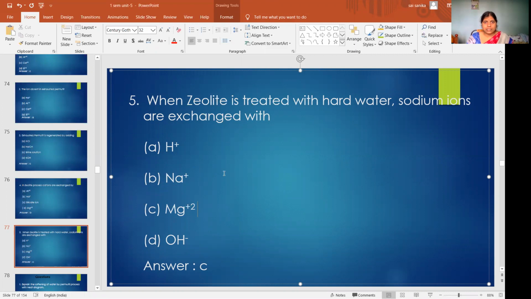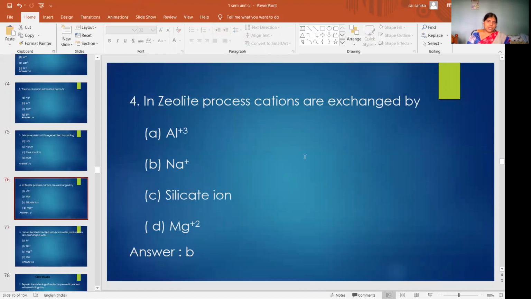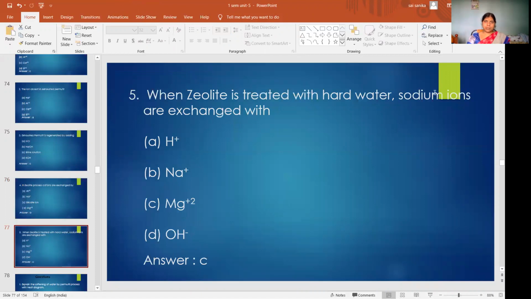Sodium ions are exchanged with Mg plus 2, either Mg plus 2 or Ca plus 2. Here the option is Mg plus 2. So the answer is C. So read these two questions carefully. Cations are exchanged by Na plus ions, and sodium ions are exchanged by cations.